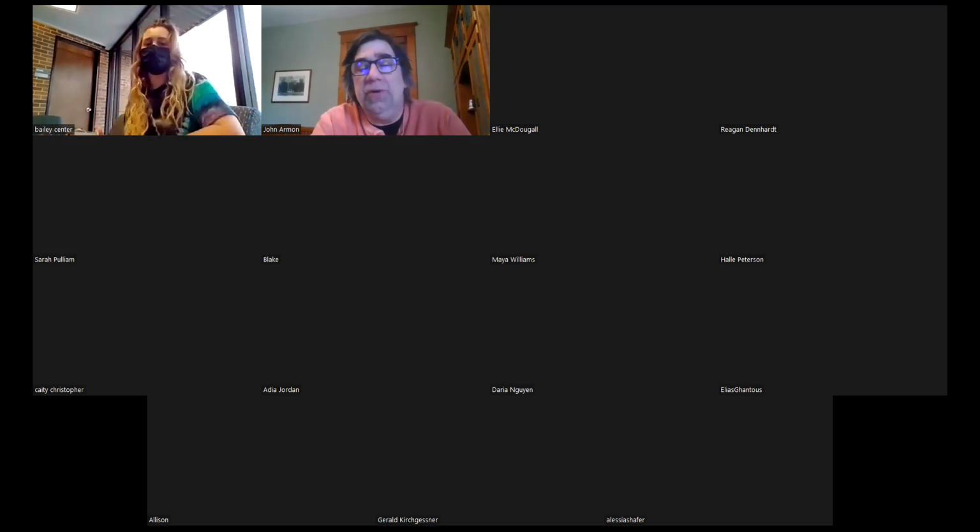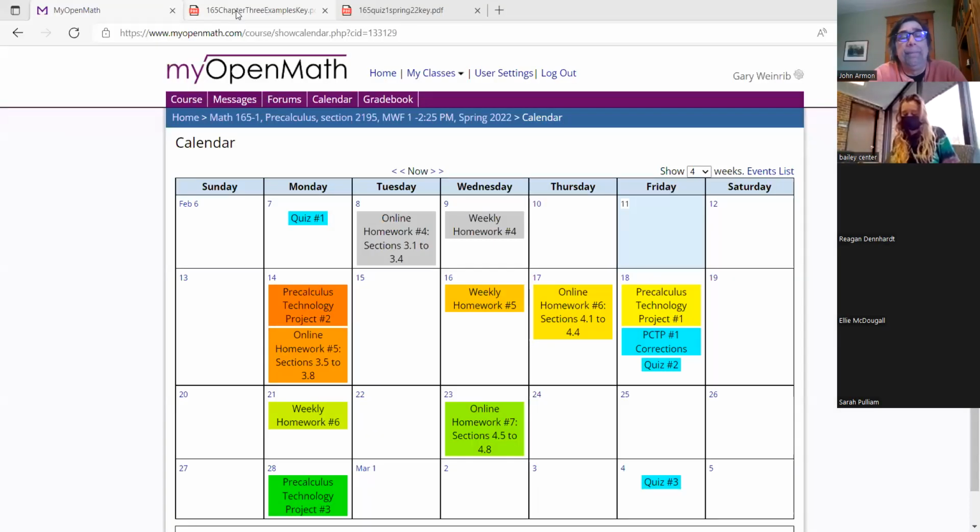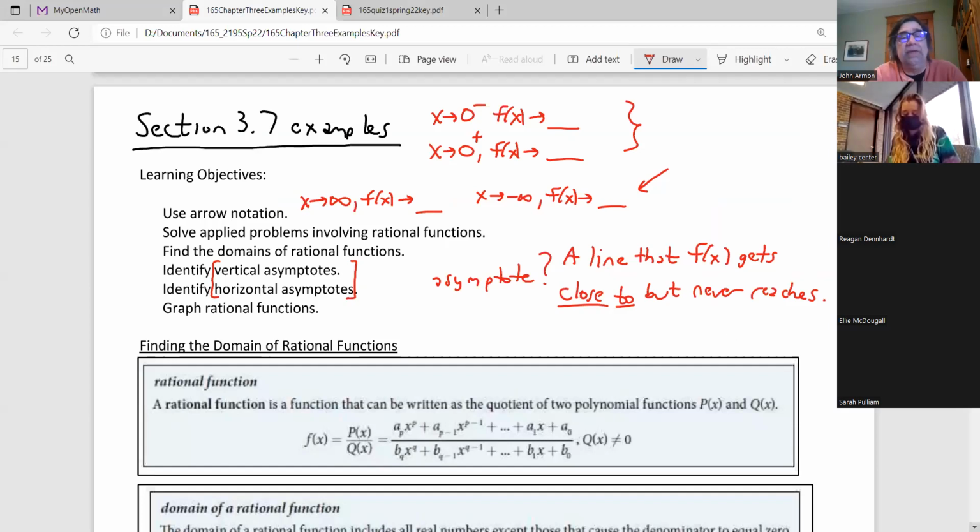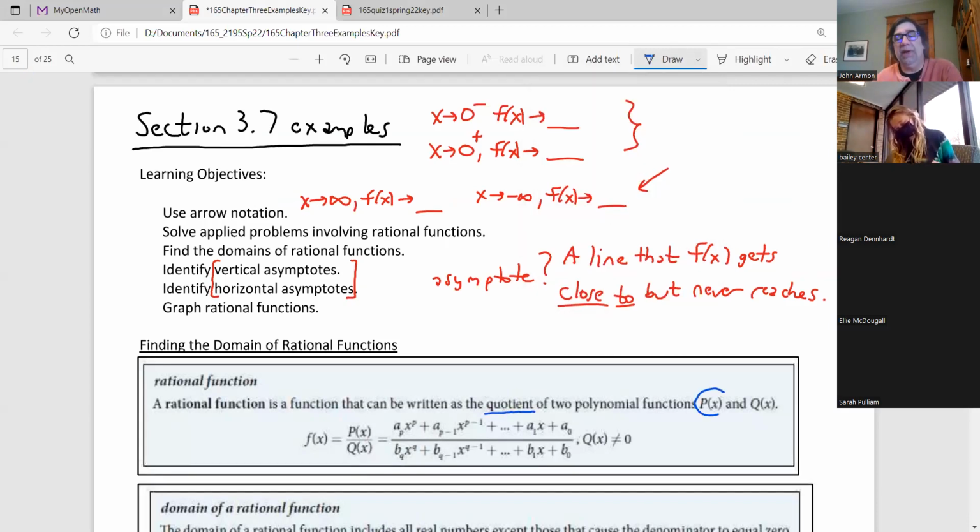All right, so let's go to where we were at the end of class on Wednesday. So we're talking about section 3.7. In our book, section 3.7 is the section on rational functions. So this is really your long-winded definition. If you like your subscripts, there it is. But the basic definition is it's a quotient. That's a polynomial, that's a polynomial. So that's what makes a function a rational function.